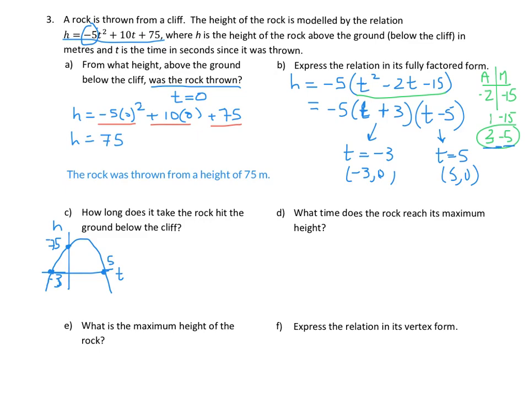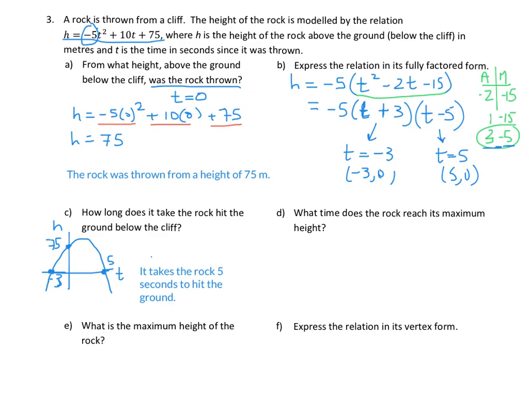So it takes the ball 5 seconds to hit the ground below the cliff, because the ball goes up in the air and then comes back down, and the height is 0 at 5 seconds. I know I keep saying ball because it could be a ball. In this case I wrote the word rock, but sometimes we use balls being thrown off cliffs or roofs of buildings or whatever it happens to be.